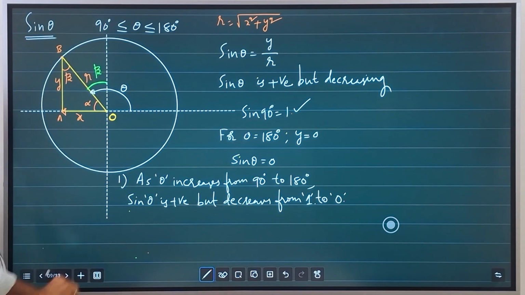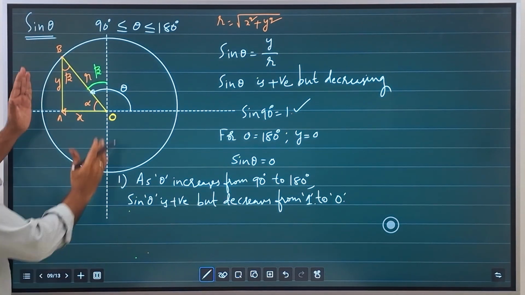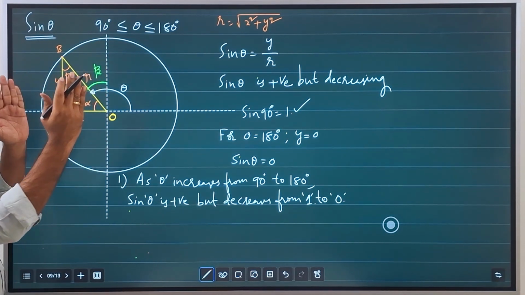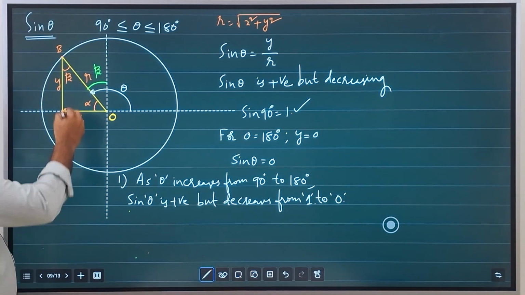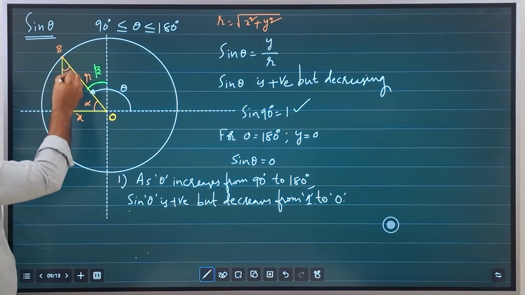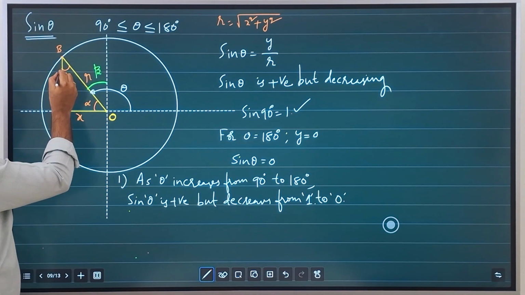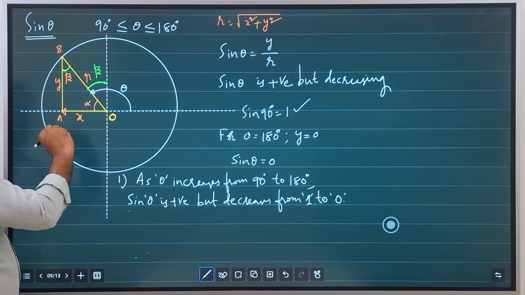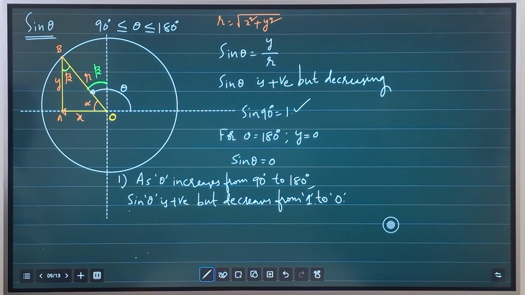So this angle is also beta. These two are parallel lines: the y-axis and the vertical side of the right angle triangle are parallel lines. With those parallel lines, this OB makes equal angles. This angle is beta. This angle is an alternate angle, so that's also beta.